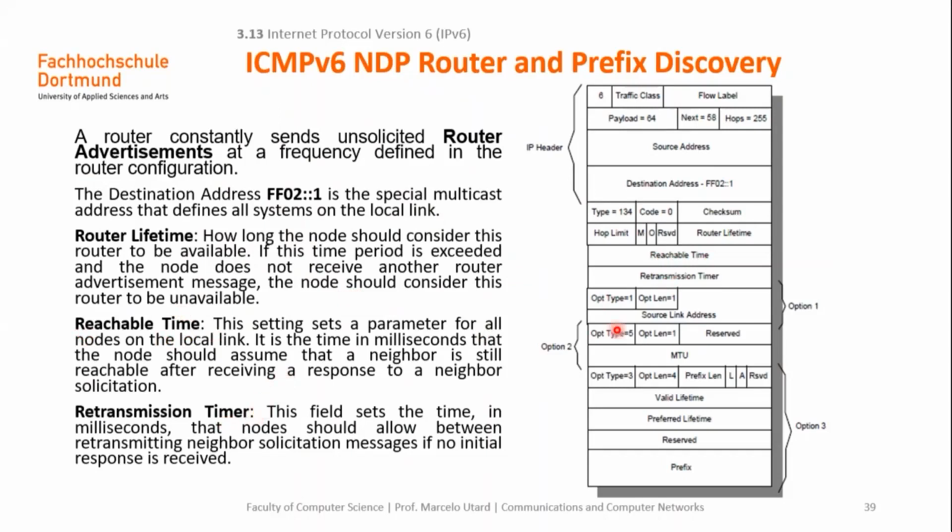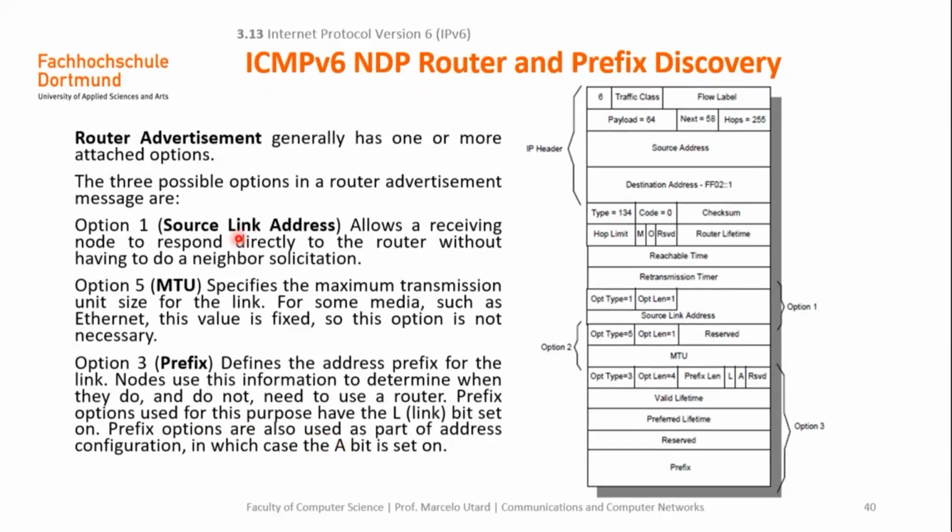And there is another parameter, the retransmission timer. This field sets the time in milliseconds that nodes should allow between retransmitting neighbor solicitation messages if no initial response is received. Then typically this is the information, and in fact a router advertisement generally has one or more attached options. Those are the possible options.